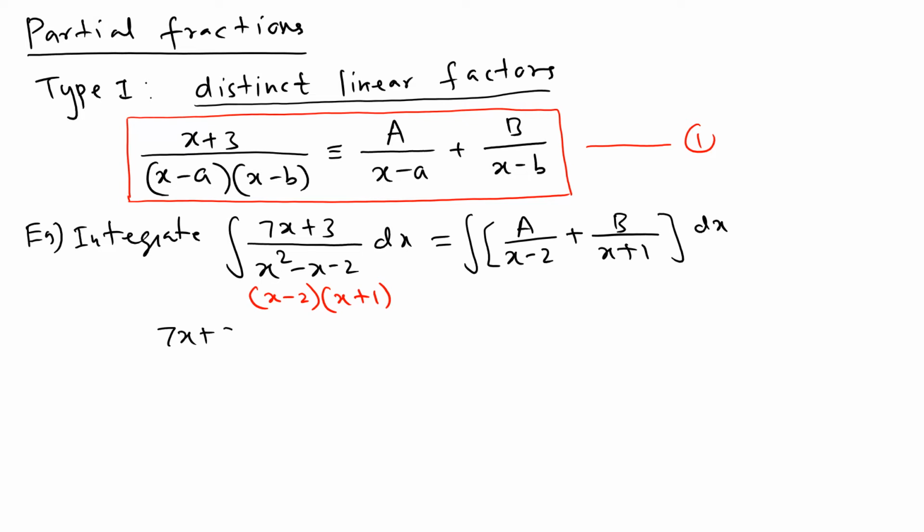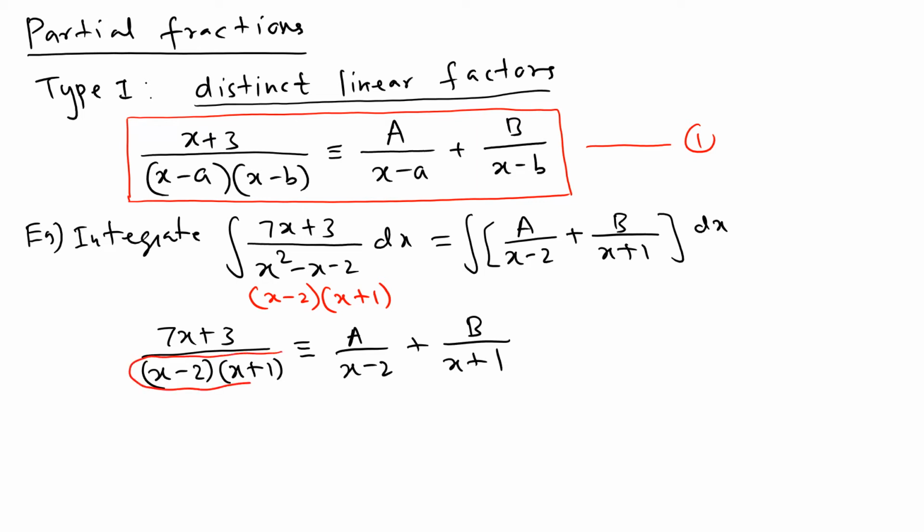So we can write the form. 7x plus 3 over the factored form, these two factors, is identical, not equal sign, to A over x minus 2 plus B over x plus 1. Don't write the equal sign. Equal sign is logically wrong actually. It has to be identical because we're going to use the properties of identity. What we normally do is multiply both sides by this.